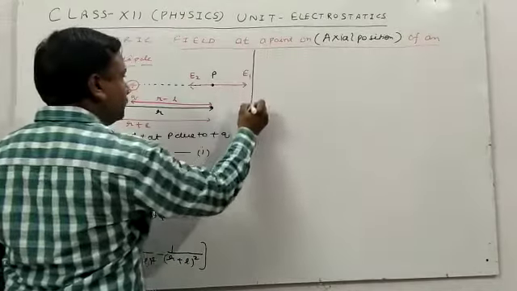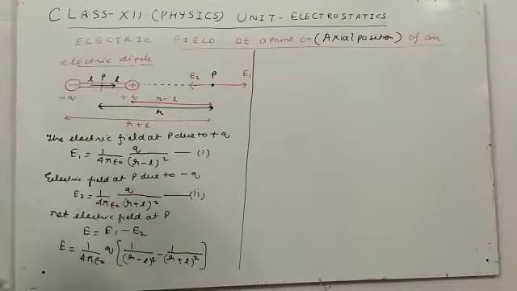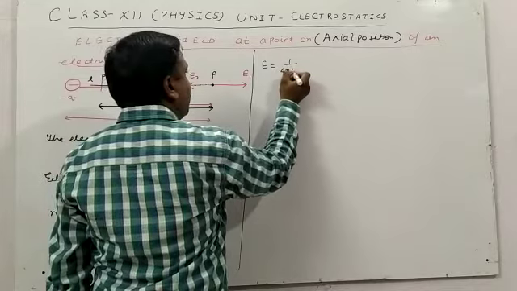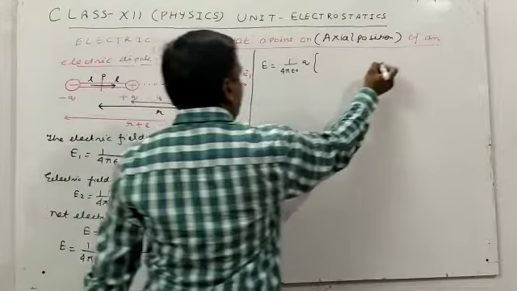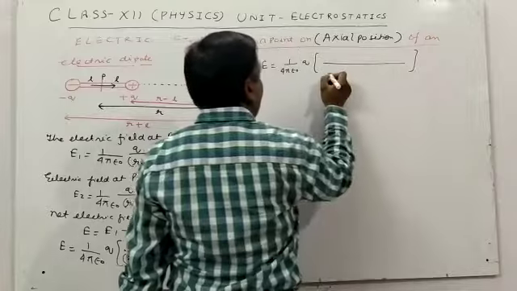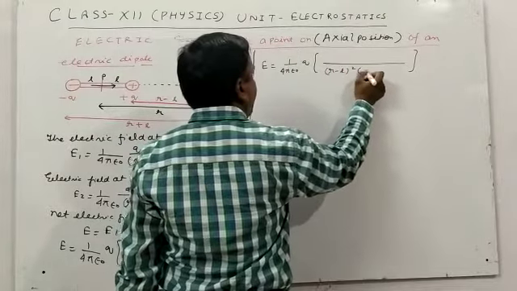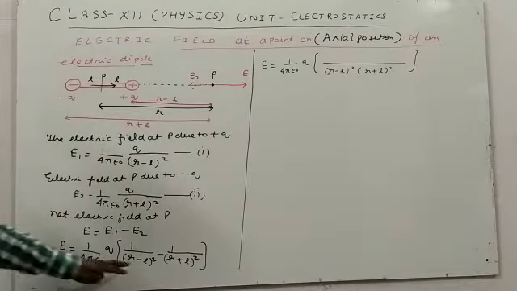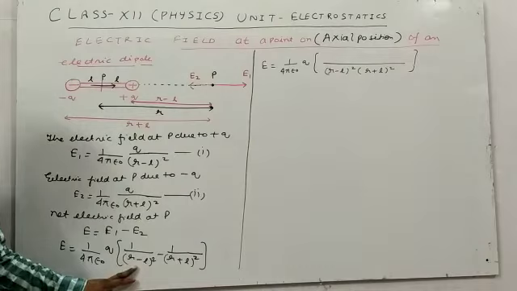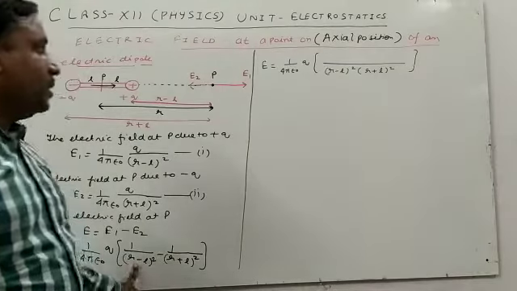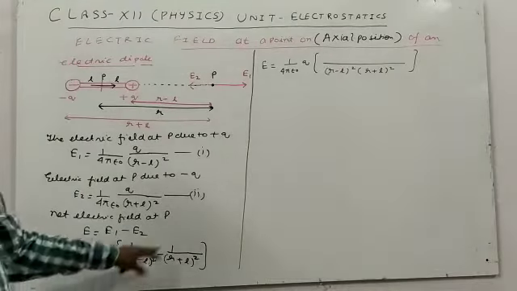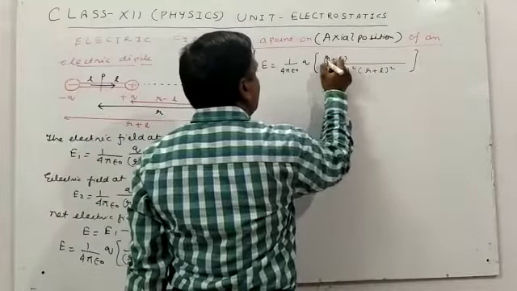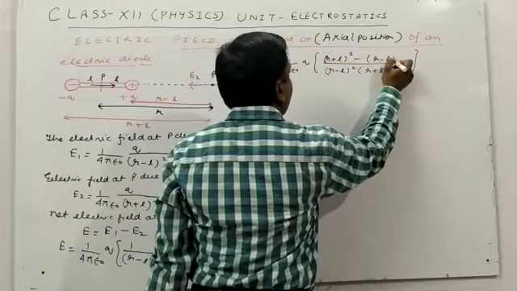Then you will solve it by taking the LCM. Taking 1 upon 4 pi epsilon 0 Q common, and taking (r minus L) whole square and (r plus L) whole square as the LCM. For the first term, you divide the LCM by the denominator. You will see that (r minus L) square cancels out and (r plus L) whole square remains. Similarly here, (r minus L) whole square remains.